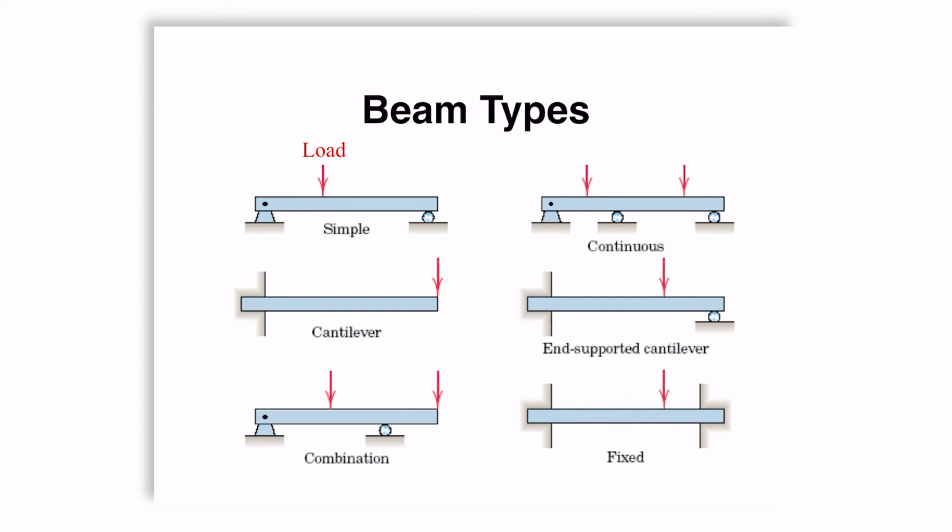The load is then applied to the tip. End supported cantilever is a modification of the cantilever. Combination cantilever is one where the end support is now moved a bit away from the end inwards, and a fixed cantilever or a fixed beam is where both ends are completely immobile, so the only flexing that happens is in the middle. Think of yourself holding a ruler and pressing it.